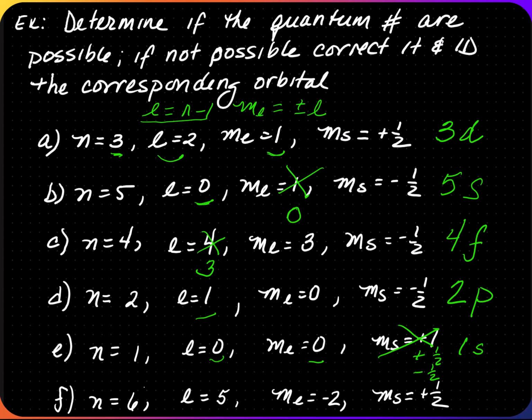For F, n is equal to 6. L is equal to 5. That is possible. 6 minus 1 is 5. So if L is 5, you must also have 4, 3, 2, 1, 0.